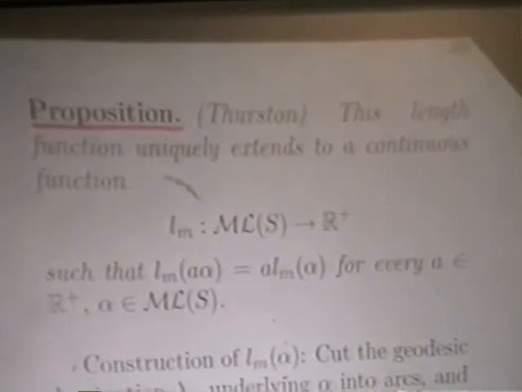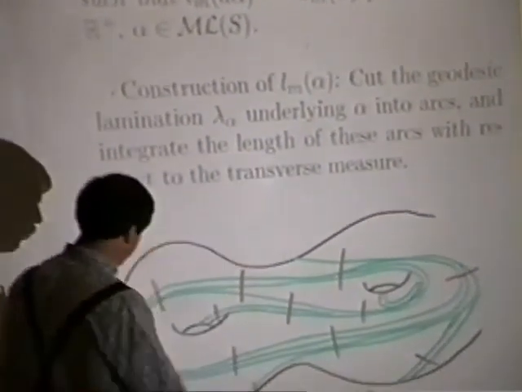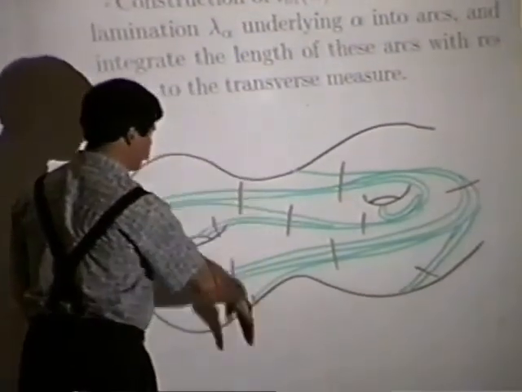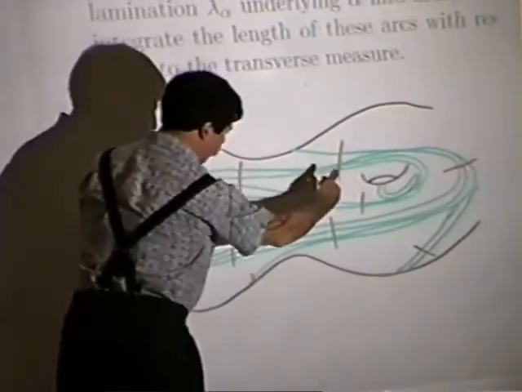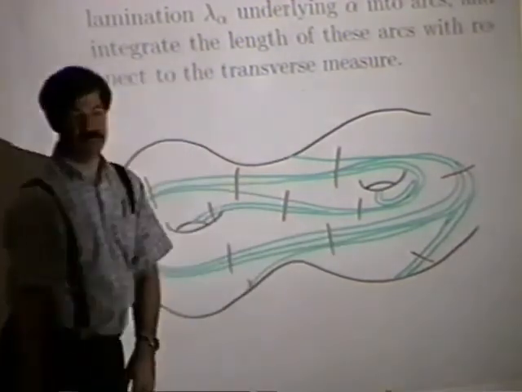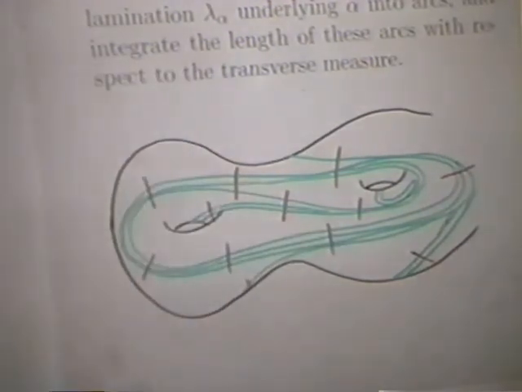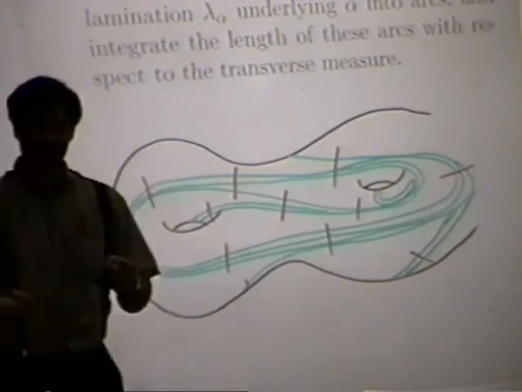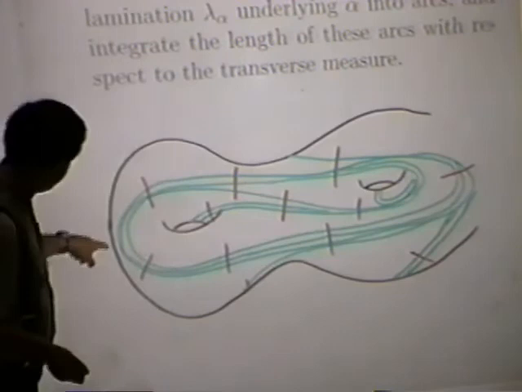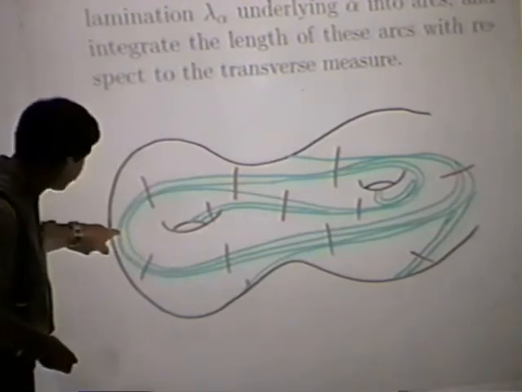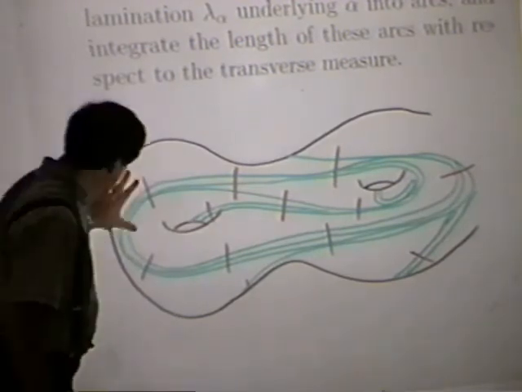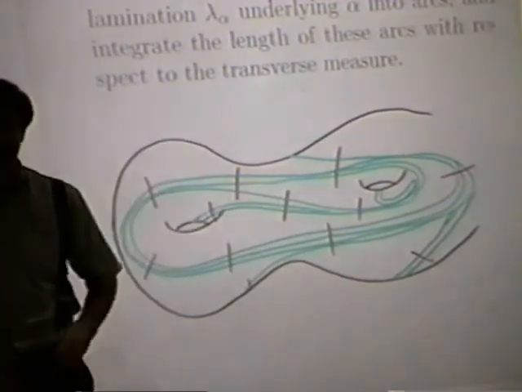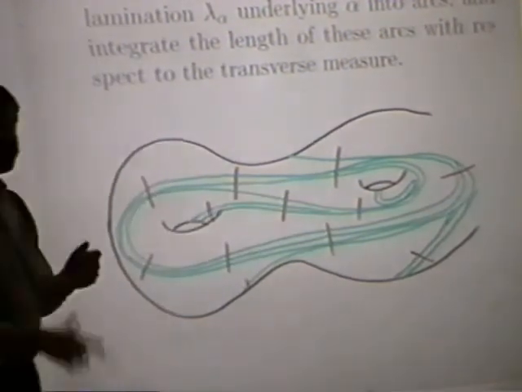Let me show you how you do that. It's a simple idea. You take the lamination and choose transverse arcs so that they split the leaves into compact arcs. You can always do that. Now you have compact arcs. For each arc, you can measure its length, and then you integrate the length with respect to the transverse measure, and then you take the sum over all the boxes. So it's a natural idea.